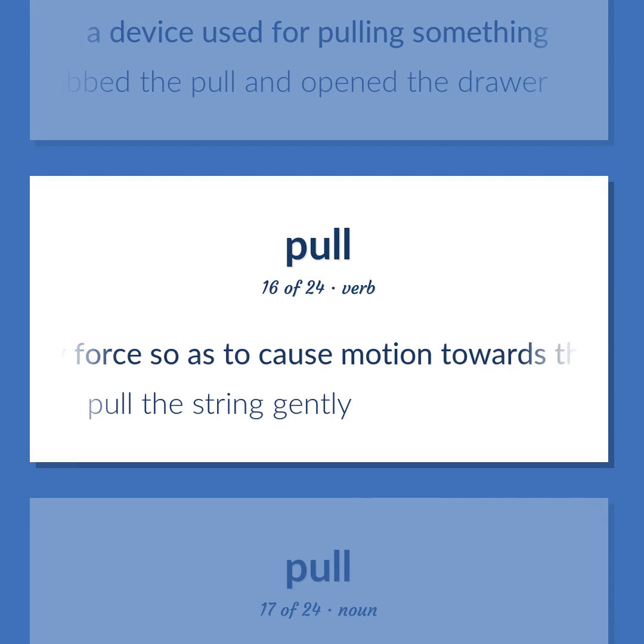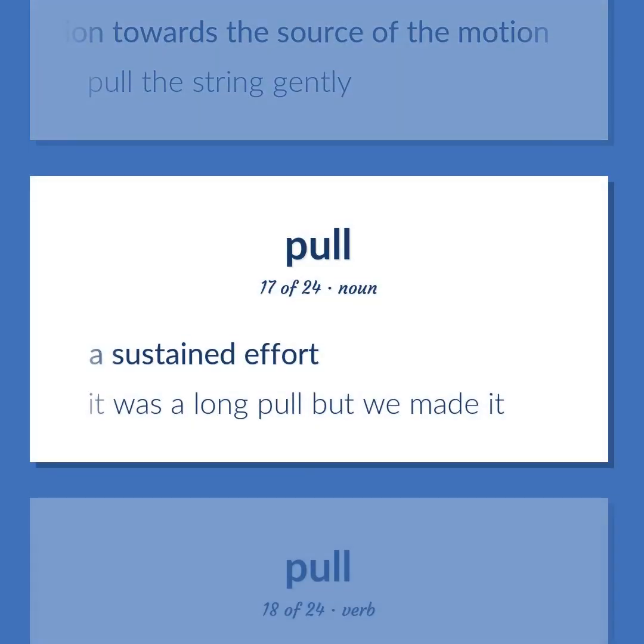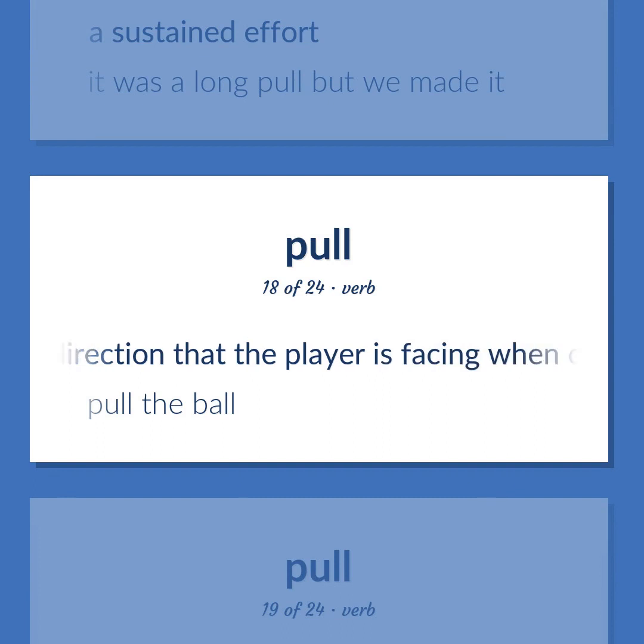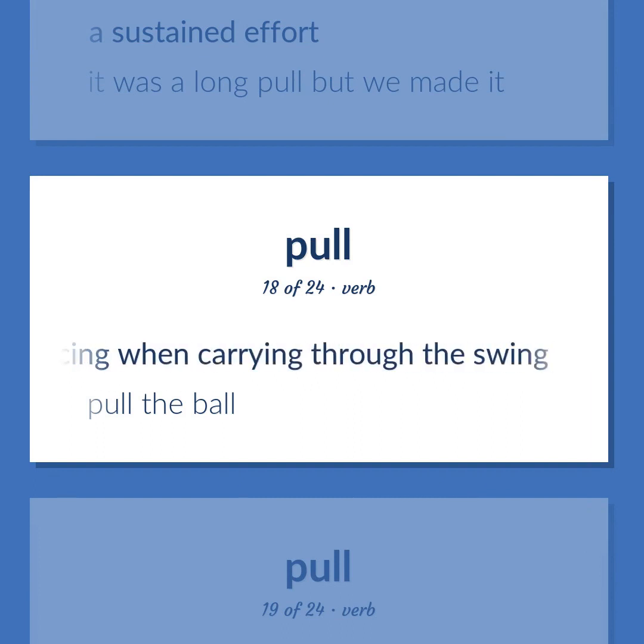Apply force so as to cause motion towards the source of the motion. Pull the string gently. A sustained effort. It was a long pull but we made it. Hit in the direction that the player is facing when carrying through the swing. Pull the ball.